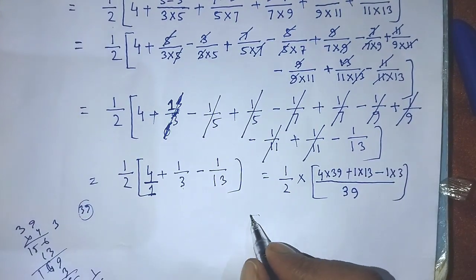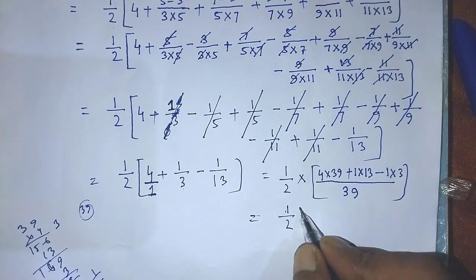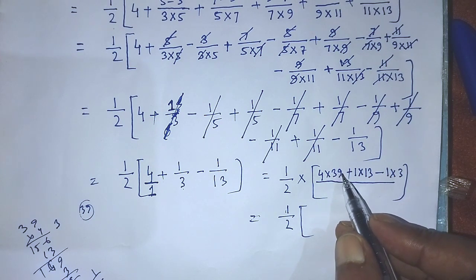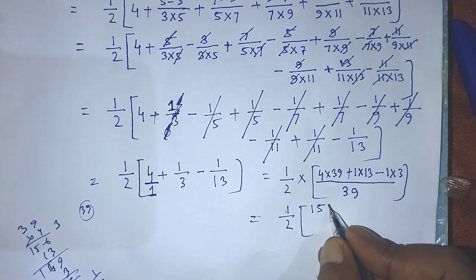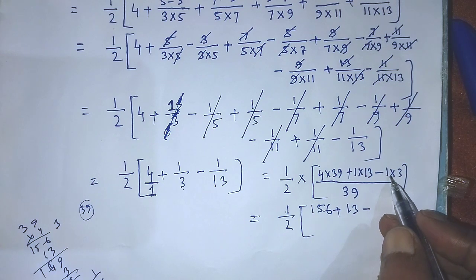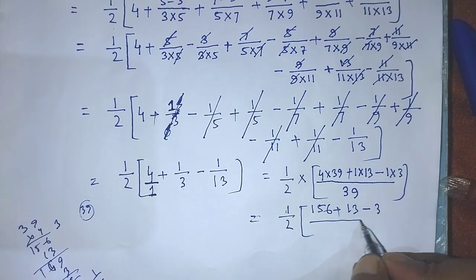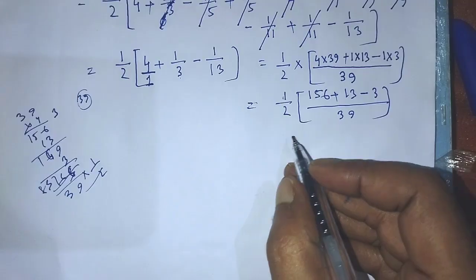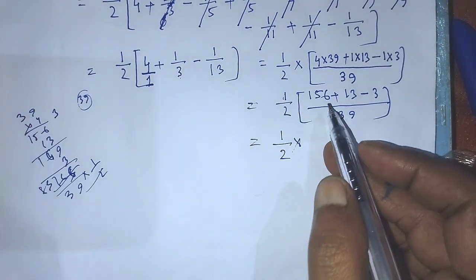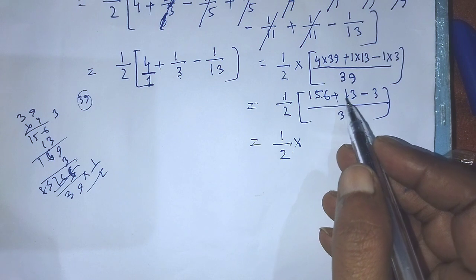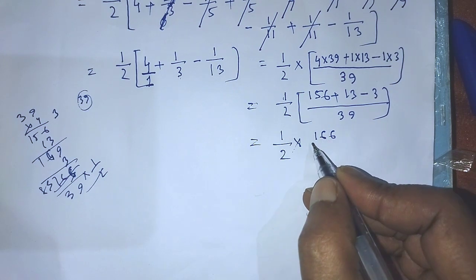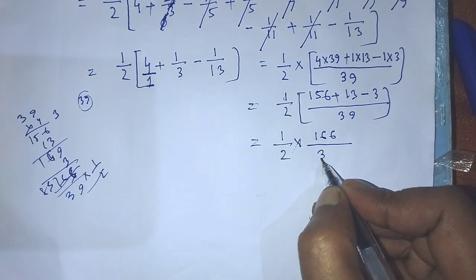Okay, so now we can write from this algebraic expression 1/2, and inside this bracket, if you multiply 4 with 39, then you get 156, plus if you multiply 1 with 13, then you get 13, minus if you multiply 1 with 3, then you get 3. So you have to write 3 over 39. So student, now we can write from this algebraic expression 1/2 into, if you calculate 156 plus 13 minus 3, then you get 166 over, again we have to write 39 in the place of denominator.